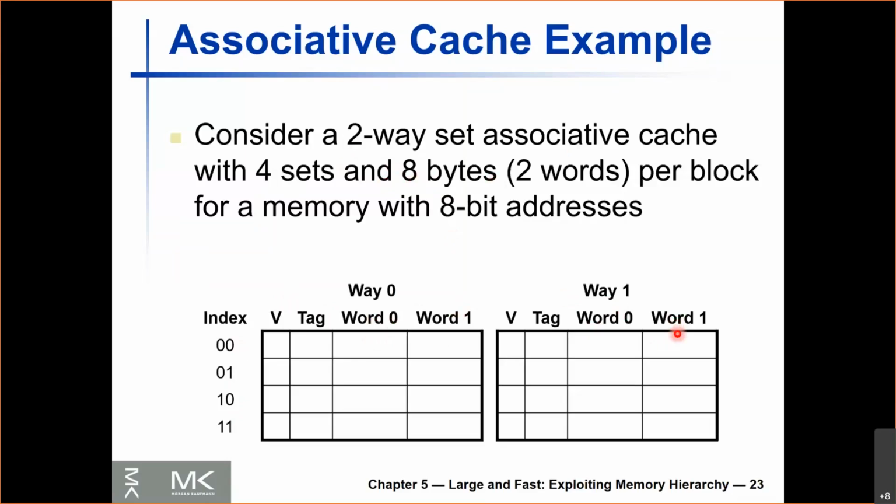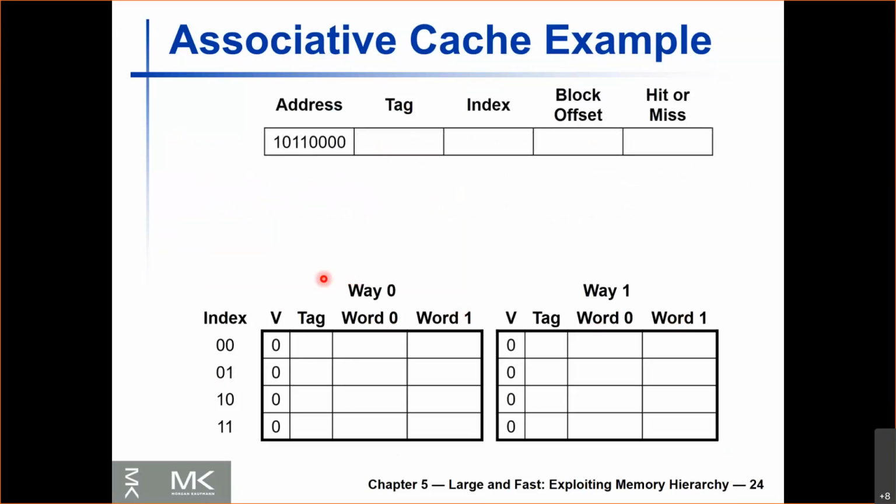Okay, so given this cache over here, let's go through a sequence of memory accesses and take a look at how they interact with our cache. So let's start with this one. Let's say we have this address over here, 10110000. Well, to look at how this address is going to be used to address this cache, we need to break it apart into the tag and the index and the block offset and of course the byte offset. So how do we break apart this address?